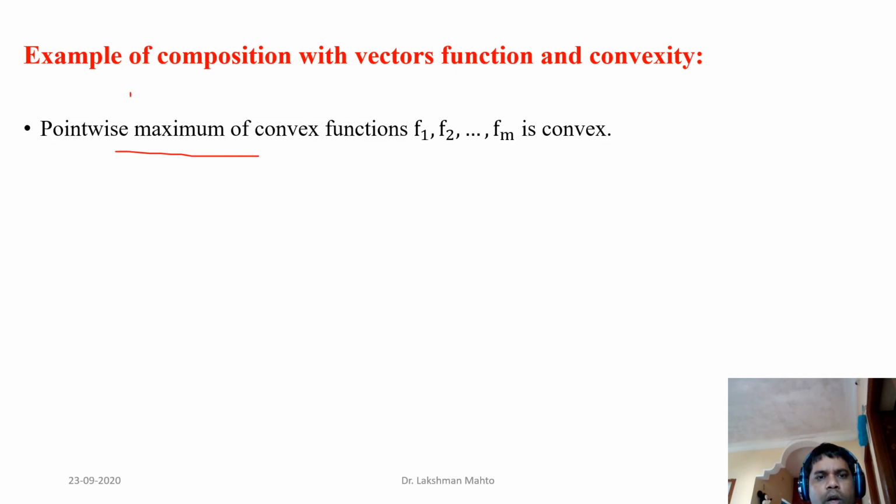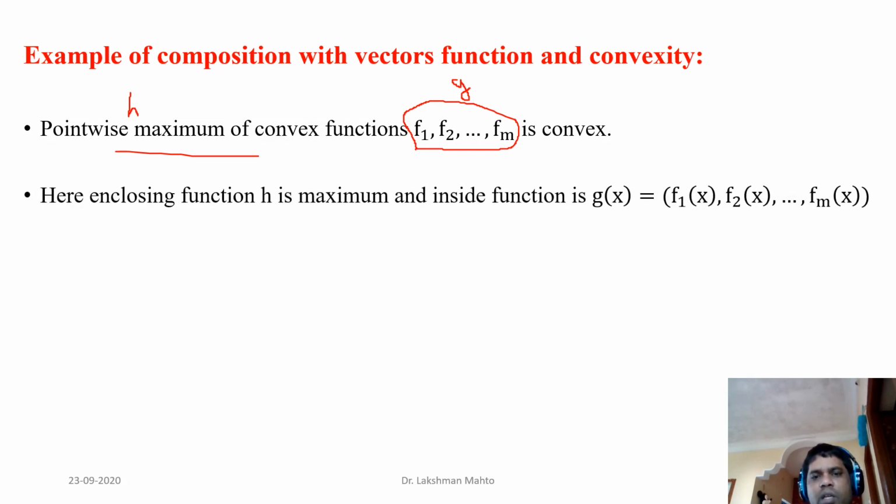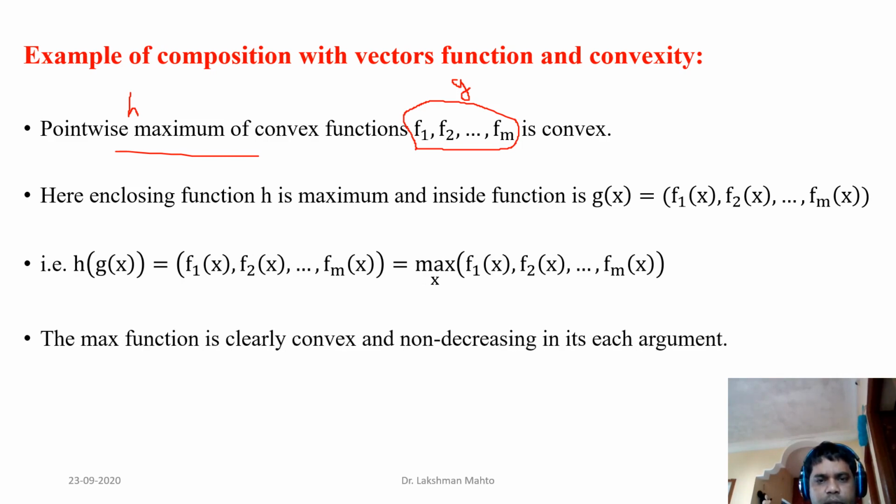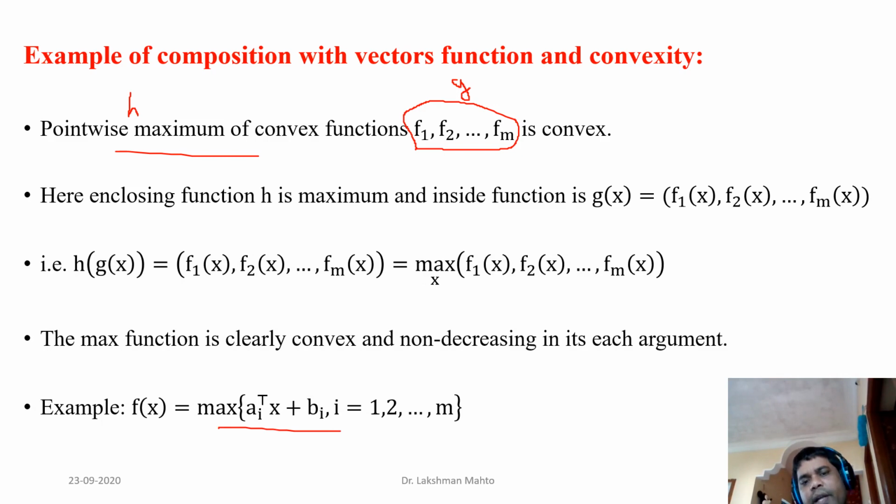Here the pointwise maximum can also be expressed as a composition with a vector function. So what would the h function be? The outside function would be this pointwise maximization, and if you take all these m convex functions together, they make your inside function g. In the similar form to what we discussed regarding summation of convex functions, pointwise maximization is also a special case of composition with a vector function. So that's why h is a convex function.